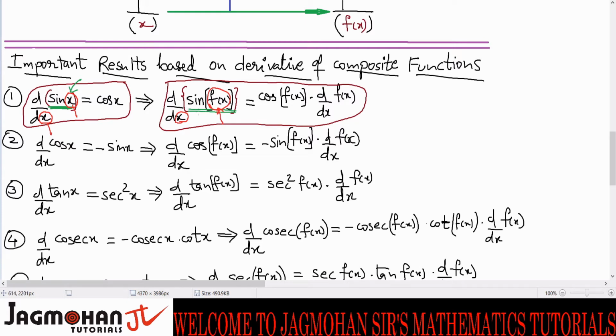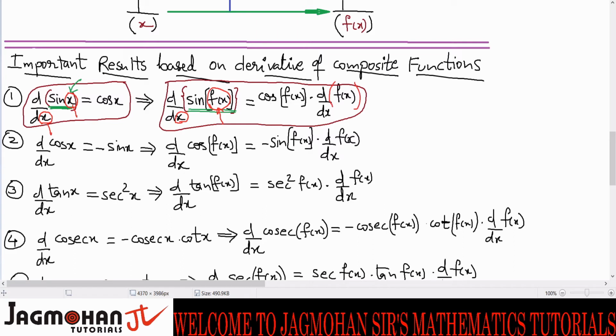So what is the rule saying? The rule says d by dx of sine of f of x will be cos f of x times d by dx f of x. You will multiply the derivative of f of x to cos of f of x. Okay, now move to the next one.